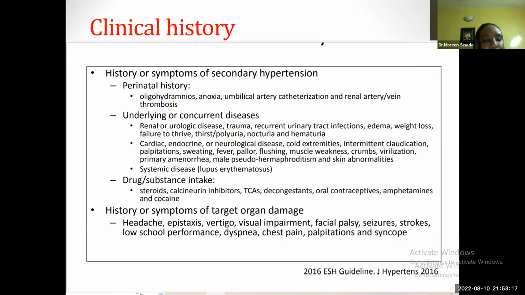And you also look for systemic disease like lupus erythematosus. You ask about any drugs. And as we said, history or symptoms of target organ damage like headache, epistaxis, vertigo, visual impairment, facial palsy can be the presentation of high blood pressure. So any patient presenting with facial palsy, you should measure the blood pressure. Seizure, also any patient presenting with seizure, you should measure the blood pressure. Stroke, low school performance, dyspnea, chest pain, palpitation, and syncope.